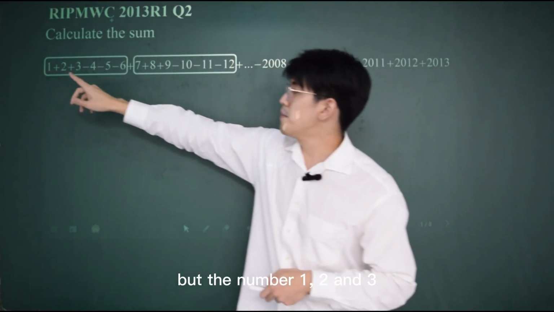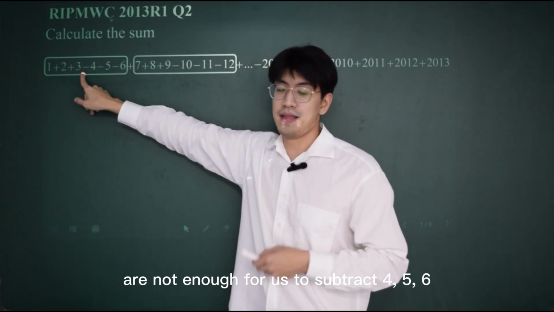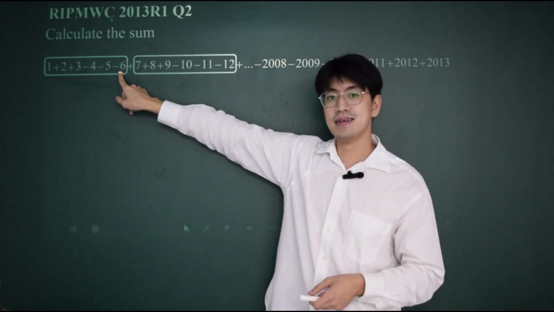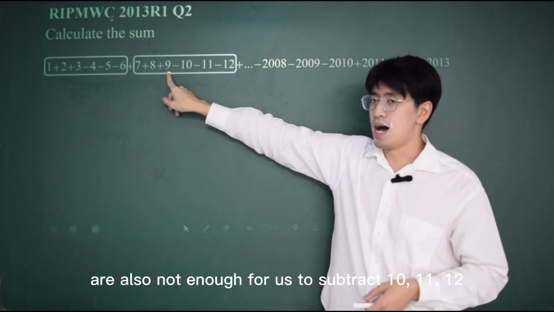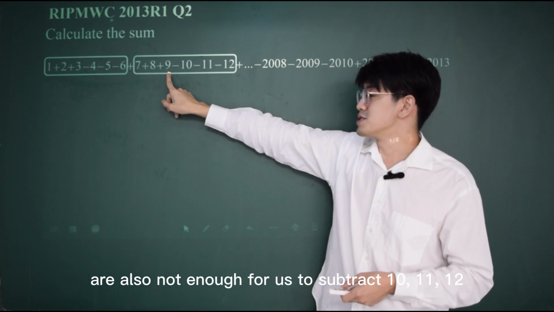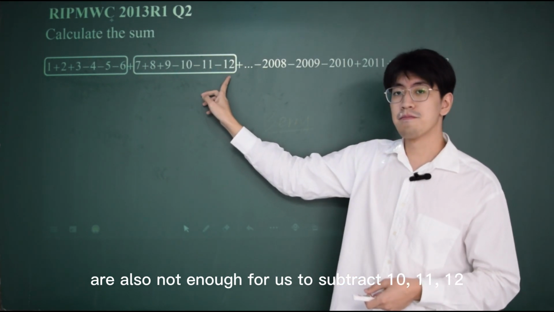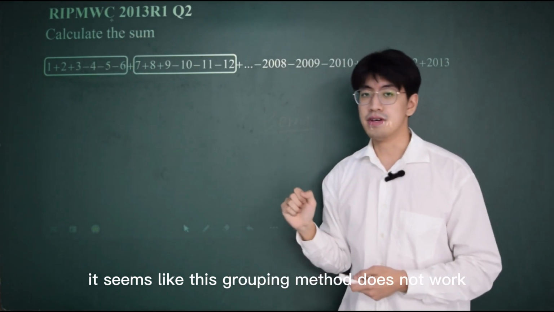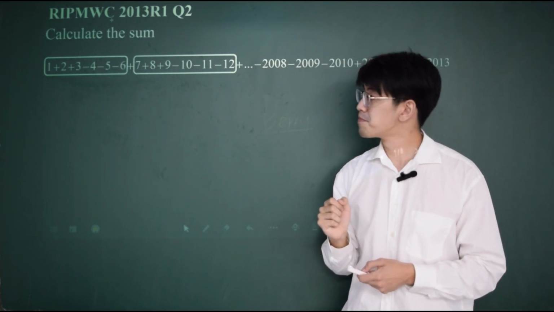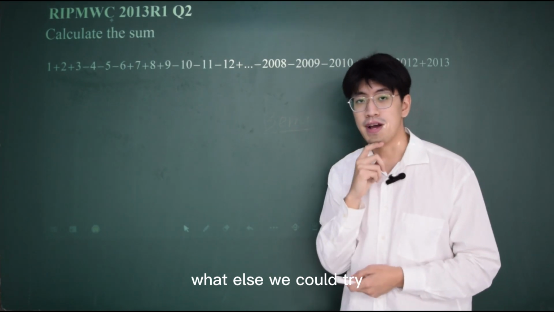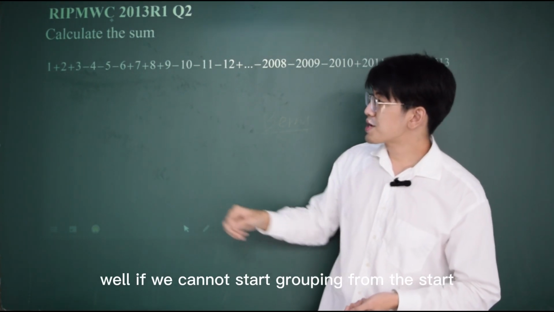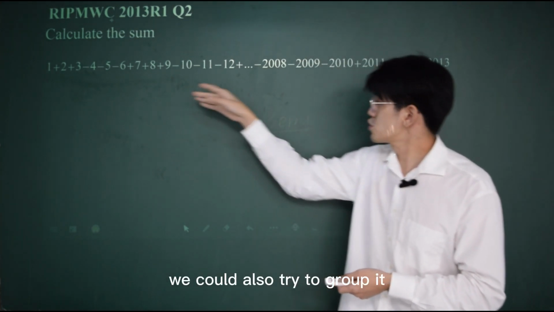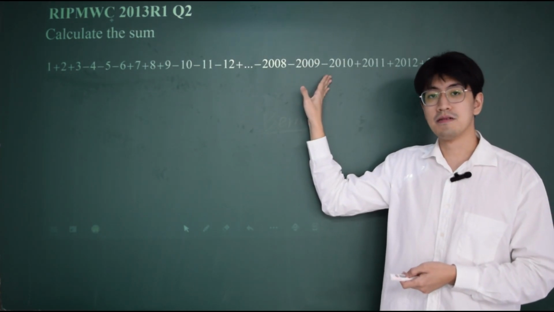But the numbers 1, 2, and 3 are not enough for us to subtract 4, 5, 6. And the numbers 7, 8, 9 are also not enough for us to subtract 10, 11, 12. Therefore, it seems like this grouping method does not work. What else could we try? Well, if we cannot start grouping from the start, we could also try to group it from the end.